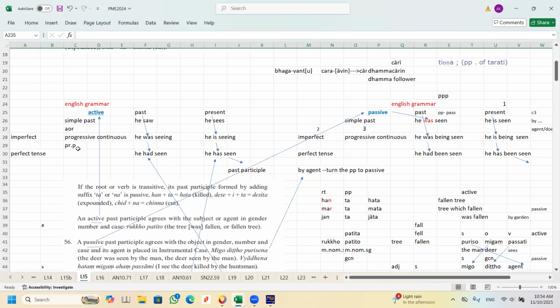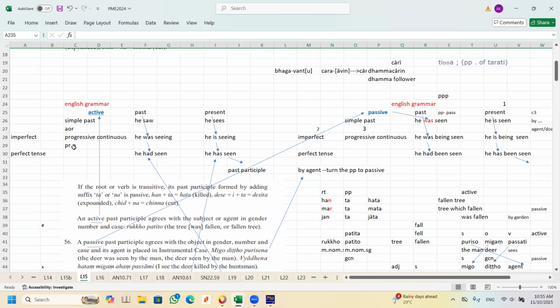Progressive continuous in Pali, this is PRP, and this is active, and then you also divide it into whether it's past or present. Is seeing, has seen, or was seeing, or had seen. So this whole line is basically a perfect tense. This is imperfect tense because it's not finished yet. So this is the imperfect of the English, our present participle.